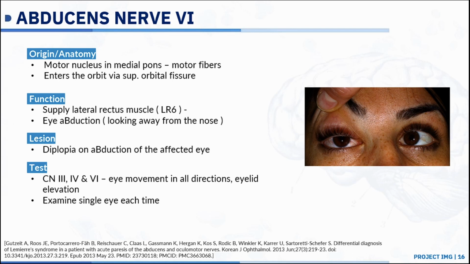Abducens nerve, cranial nerve 6. Origin anatomy: motor nucleus in the medial pons. Motor fibers enter the orbit by the superior orbital fissure. Function: supplies the lateral rectus muscle, LR6. Abduction, looking away from the nose. Lesion: diplopia on abduction of the affected eye.